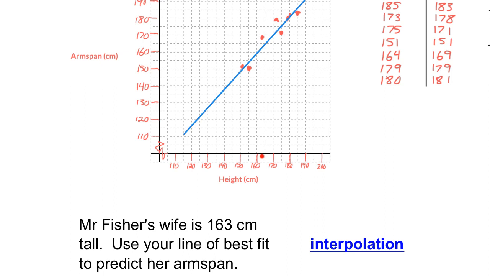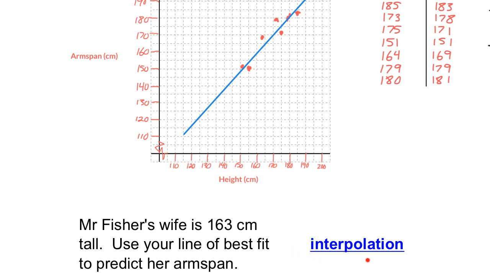So I'm going to use my mind's eye, draw a line up from 163 centimeters of height, go to my line of best fit, and then look over. What arm span is that? Well, it looks like it might be about 163. So if I follow the line of best fit that I drew, it looks like for a height of 163 centimeters, you're going to have an arm span of 163 centimeters. So that's how I would make my prediction for her arm span.